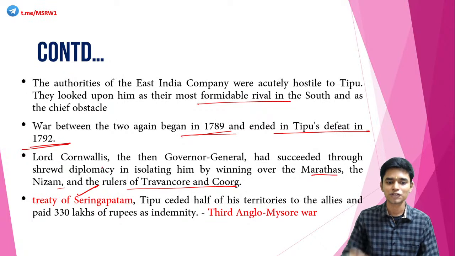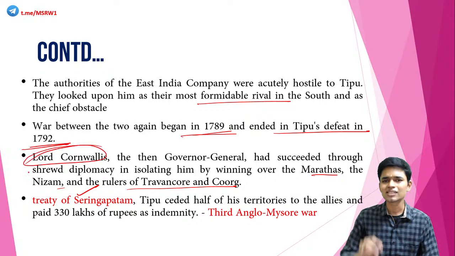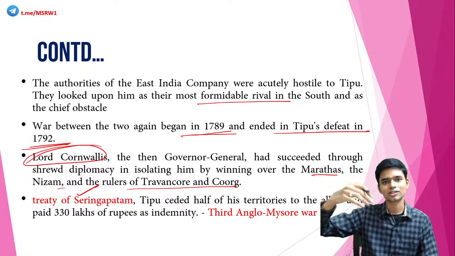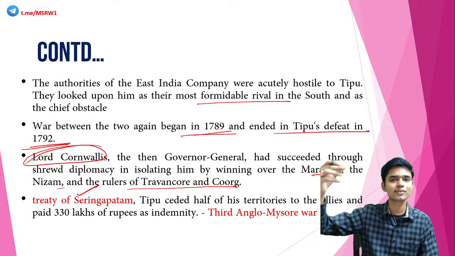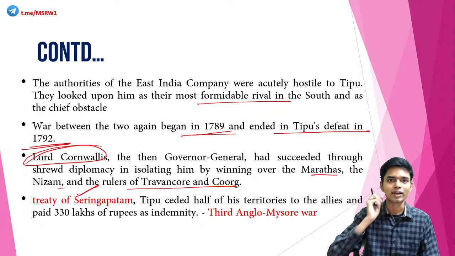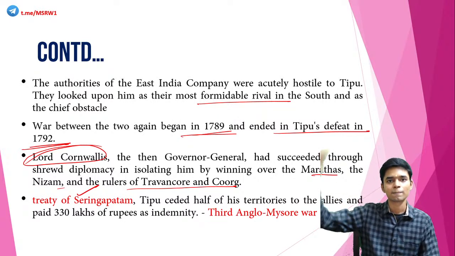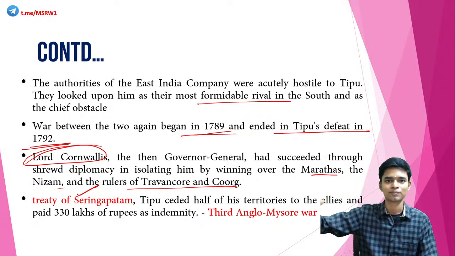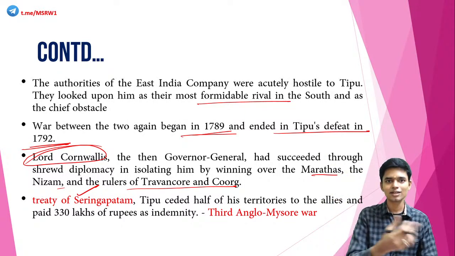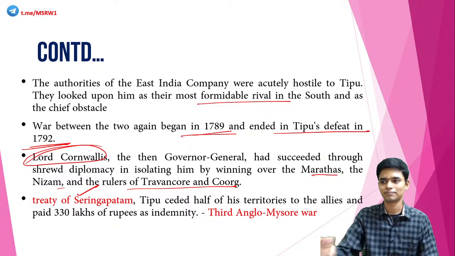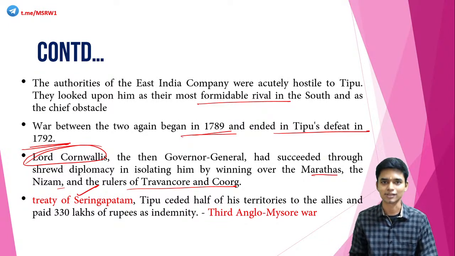That was the kind of shrewd diplomacy which Lord Cornwallis put forth. This is one of the reasons why the British had a strong foothold in India. Their governor-generals were extremely good against their Indian counterparts. Their governor-general had that vision, had that long-term strategy. Indians were still fighting for temporary gains and selfish purposes.